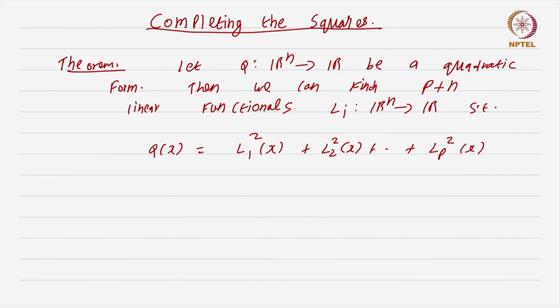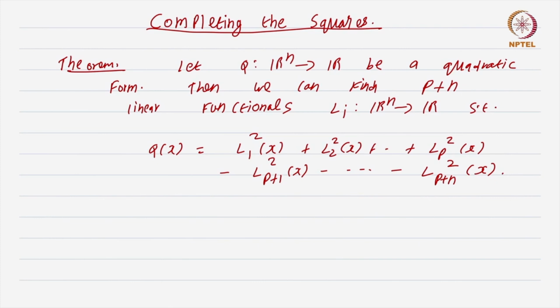Afterwards, the sum of squares starts to become actually a difference of squares. So minus L(P+1) squared x, minus ..., minus L(P+N) squared x. So there are P positive squares and N negative squares, and all of them are summed together, and that's going to be the quadratic form. Let's go to the proof.